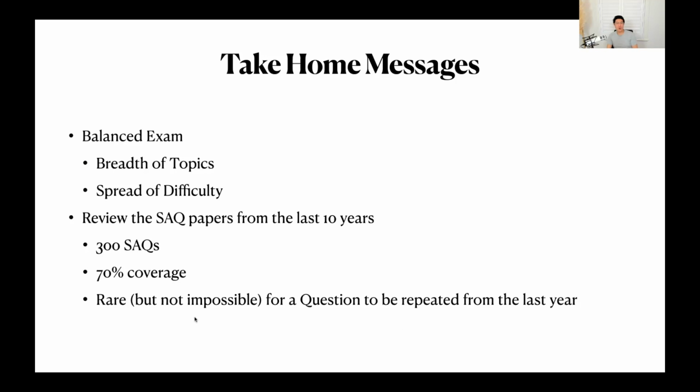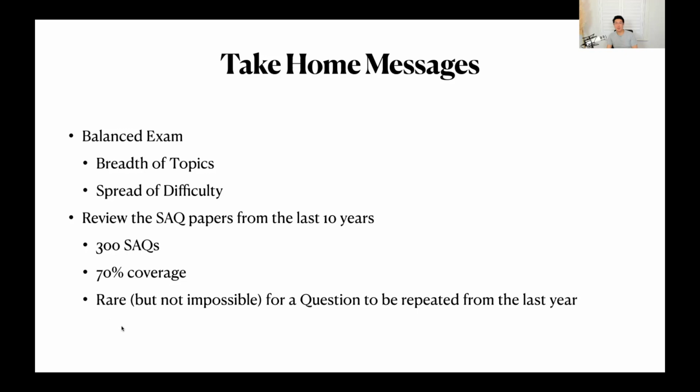For where you go from here, when you start thinking about your revision phase, review the SAQ papers from the last 10 years. And I think that is quite a safe thing to do, all right? That will mean that you'll cover 300 SAQs, which would represent 70% of the coverage of the paper that you will be sitting in August. So in other words, if you do the last 10 years, 3 out of the 4 questions, you should have covered somehow by just doing past questions.